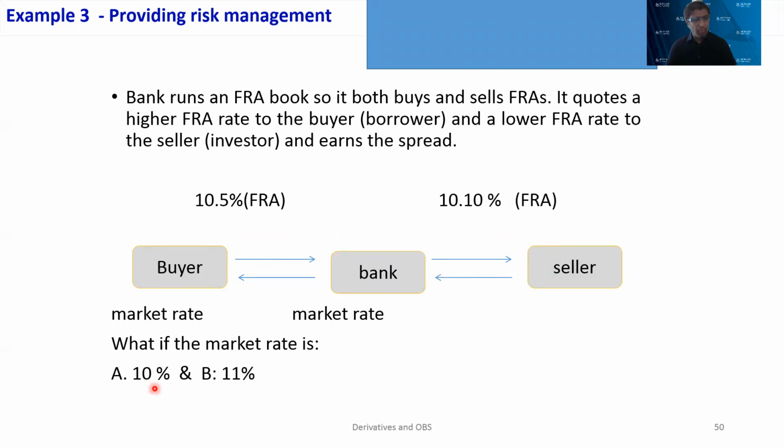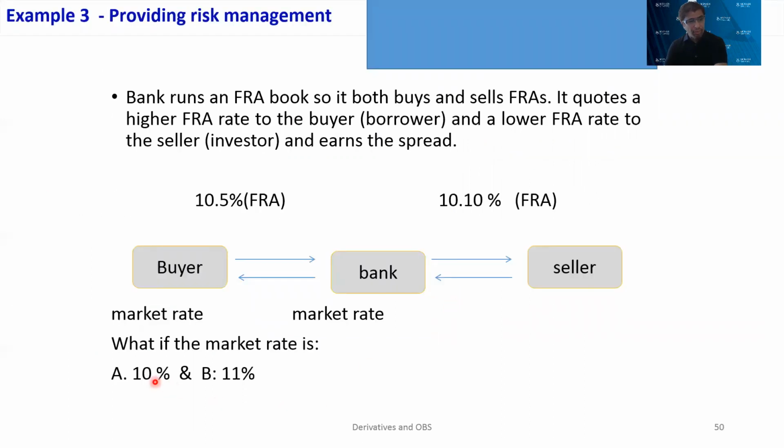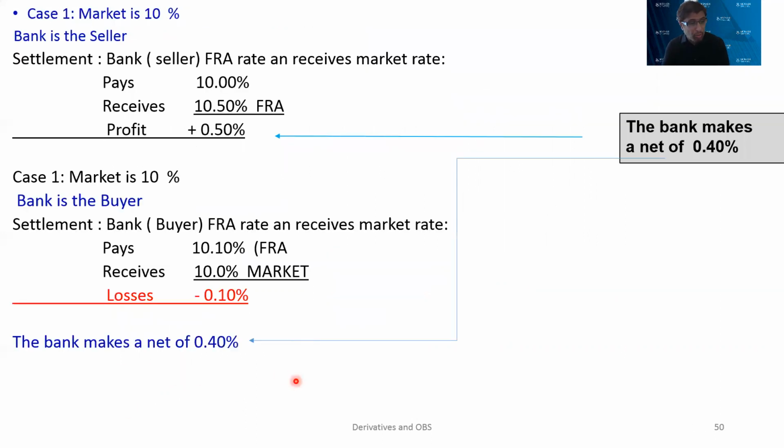So assuming now the FRA, he signed the FRA here when the bank was the seller, at 10.5. And he signed here at 10.10 when the bank is the buyer. So assuming now the interest rate goes to 10, because I give you two scenarios, either the interest rate of the market will become 10% or 11%. We will see, is there a difference? Actually, there will be no difference.